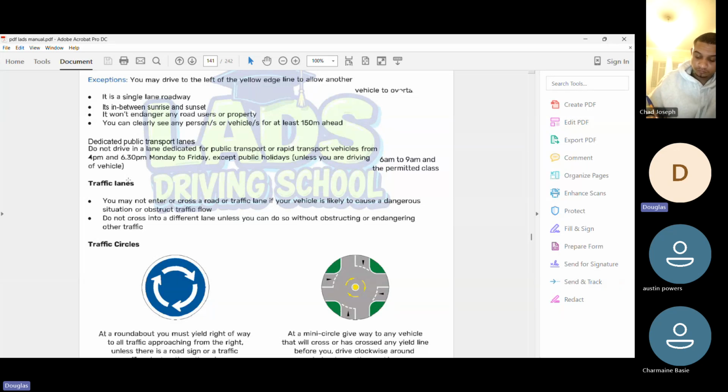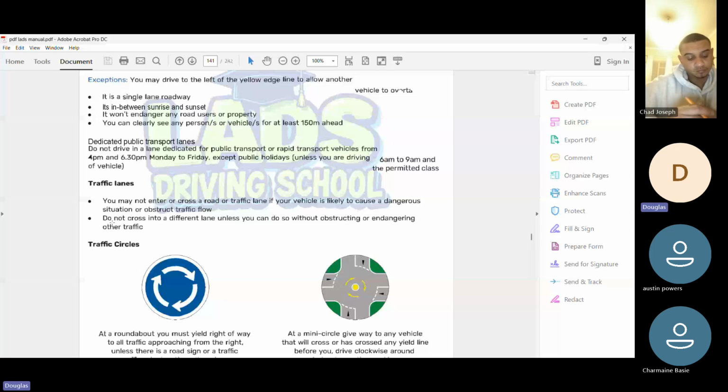And they're saying do not cross into a different lane unless you can do so without obstructing or endangering other vehicles. So if you are driving on the road and you want to enter a lane, you need to first make sure that it's safe for you to enter that lane. You need to also make sure that you are not a danger for other drivers when you enter that lane. So safety when entering any lane is very important.